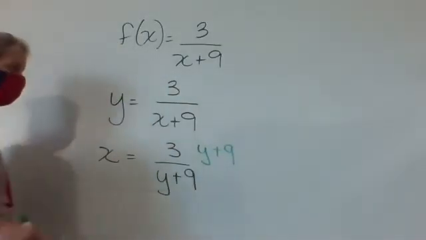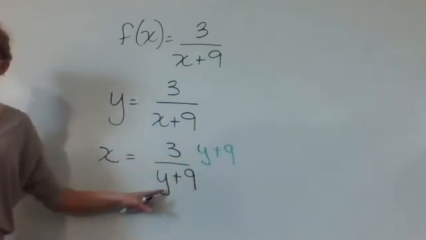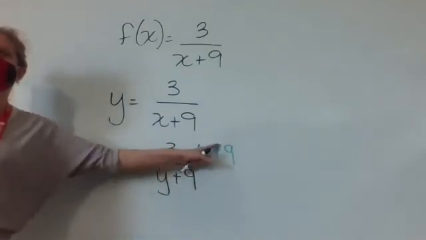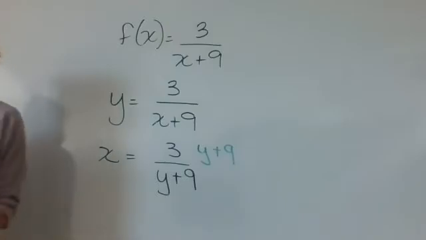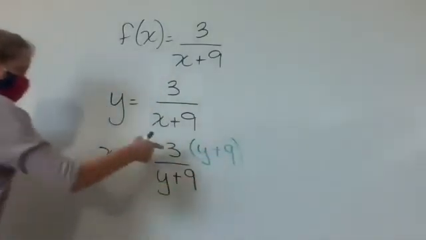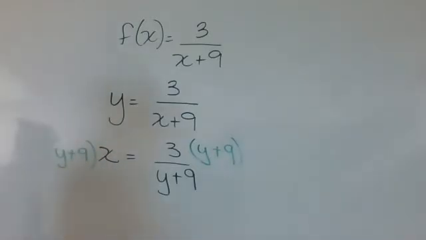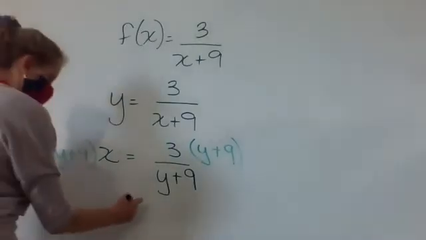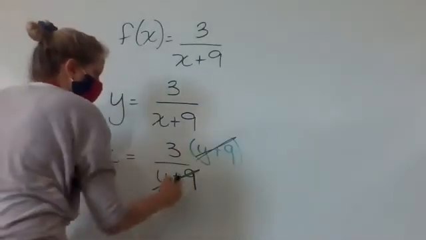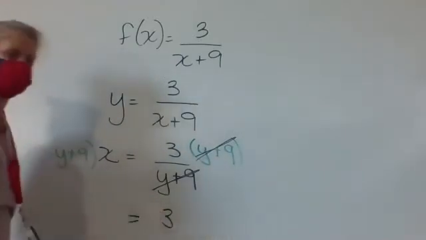Look what's going to happen on this side. What's this y plus 9 going to do? It's going to cancel that one, because I have a y plus 9 in the top and a y plus 9 in the bottom. Now, since I did it on this side, I have to do it over here also, right? That's the rule of equations. If you do it to one side, you have to do it to the other. So this y plus 9 cancels that one. All I'm left with over here is 3.